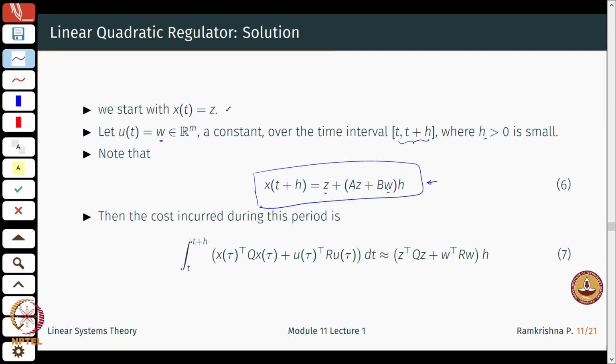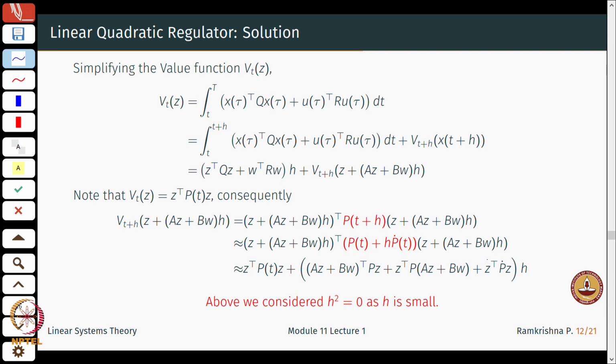What is the cost incurred during that time? Well, the cost incurred during this period, from t to t plus h, is x transpose Q x plus u transpose R u, which can be loosely approximated to this. Again, this is just a little time interval from t to t plus h. This should again be easy to verify.